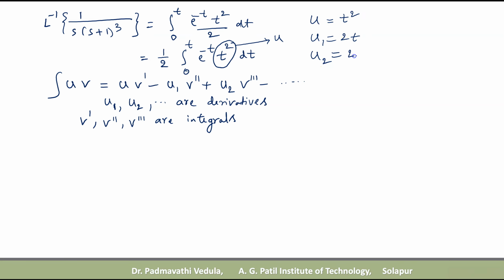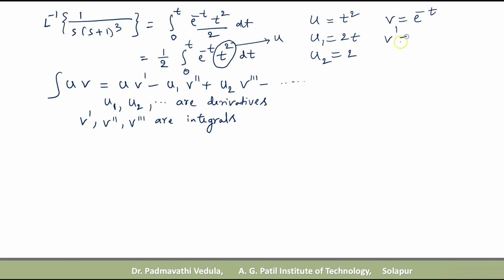Again derivative of 2t is 2. Third derivative is 0. So t square has a finite number of derivatives, first derivative and second derivative. So consider t square as u and e power minus t as v.